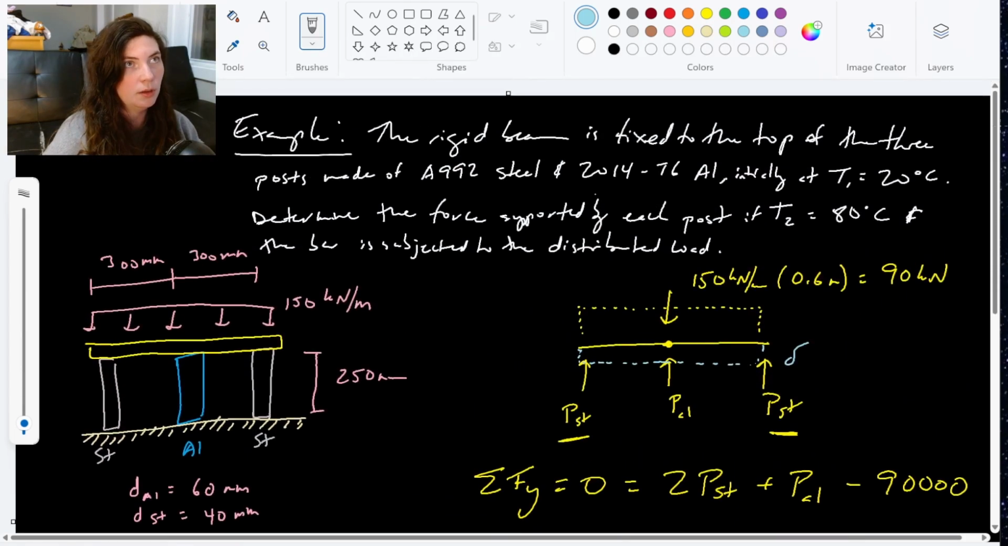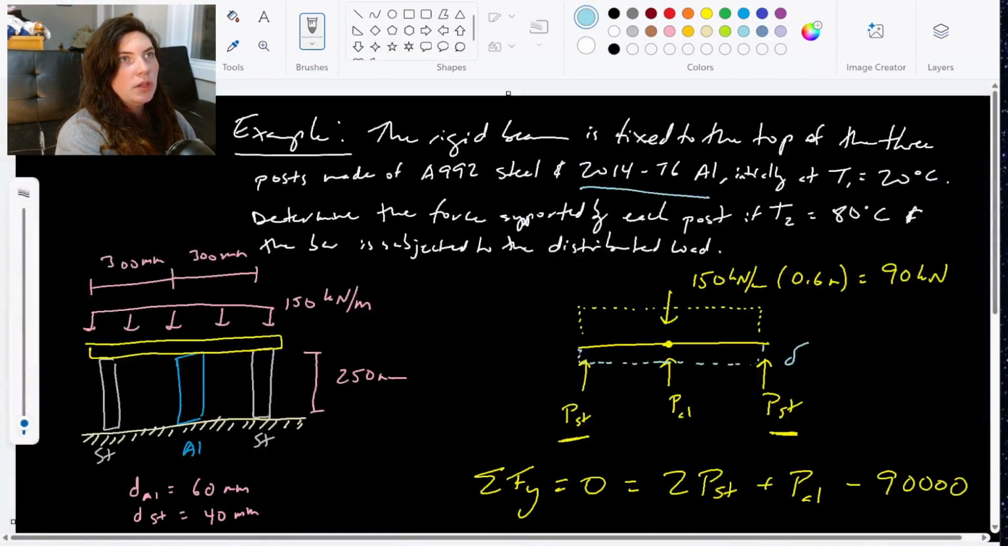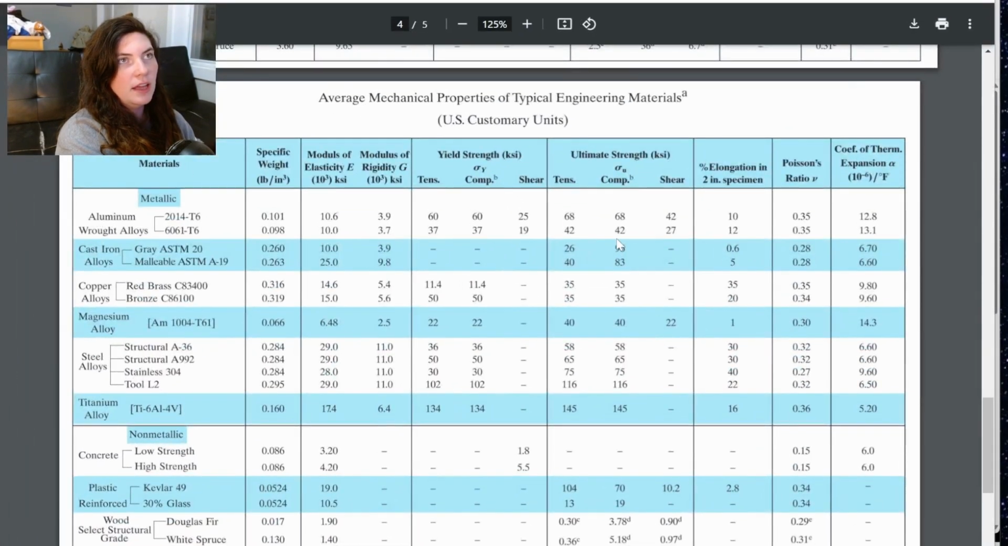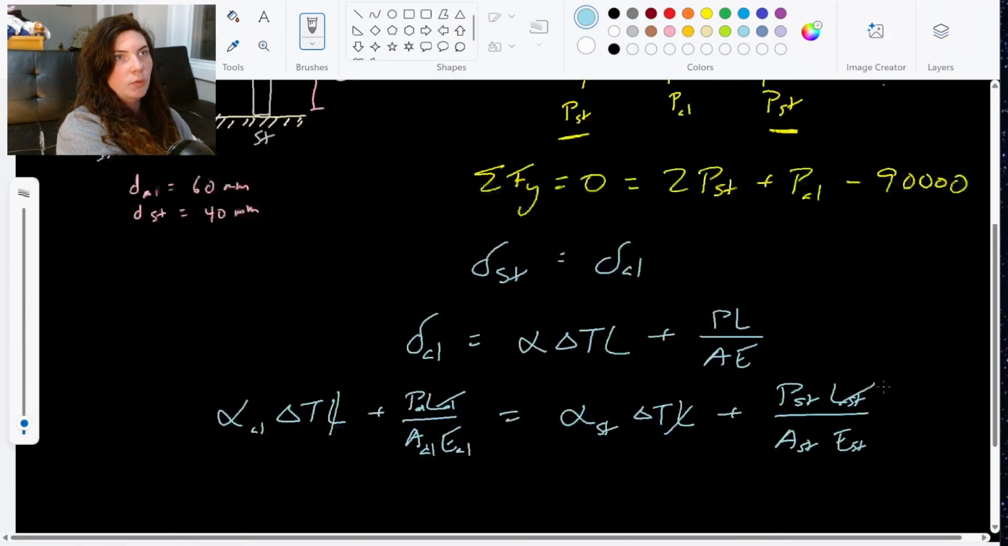So for aluminum, it's a 2014 T6 aluminum. We'll pull up our table real quick. And we're working in what units? These are the SI units, so we'll come back up to our SI table. And let's see our materials. Oh, good. It's our very first one. Aluminum, 2014 T6 aluminum. Thermal coefficient of expansion is 23 times 10 to the negative 6, and modulus of elasticity is 73.1 gigapascals. All right, so 23 and 73.1.